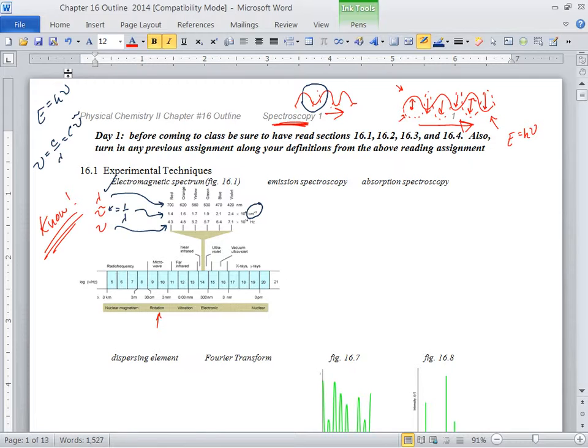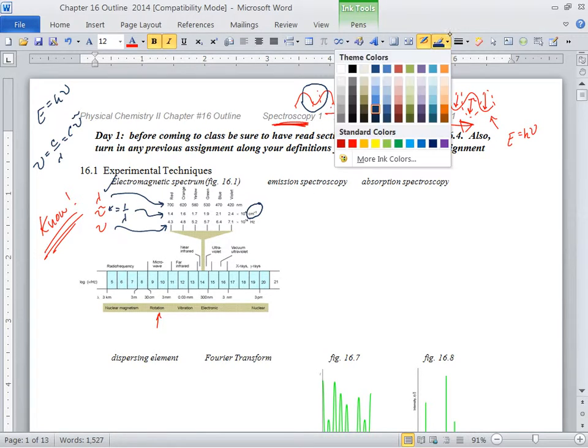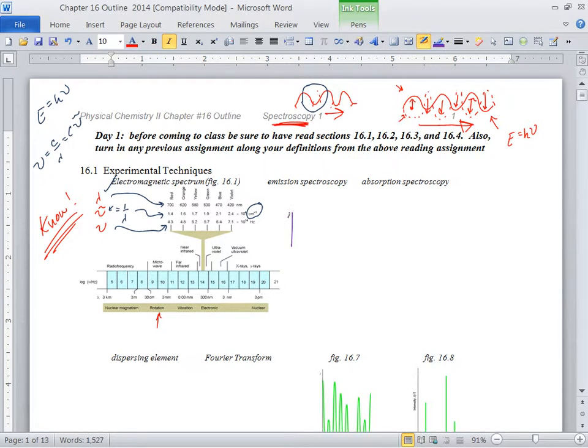Emission spectroscopy. We have energy going up. They're going to show this a lot, and they're going to write E0 or E1. What are these E0s and E1s doing? They're doing a lower and higher energy. Lower and higher energy of what? We're talking about spectroscopy. The energy states of what? Of the molecule. Of the molecule, right?